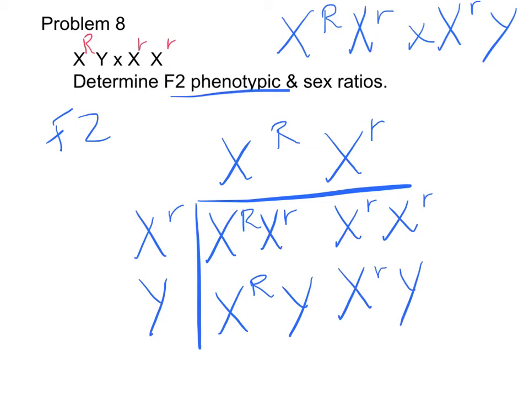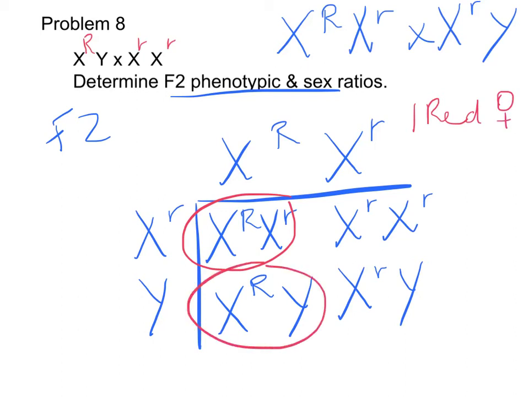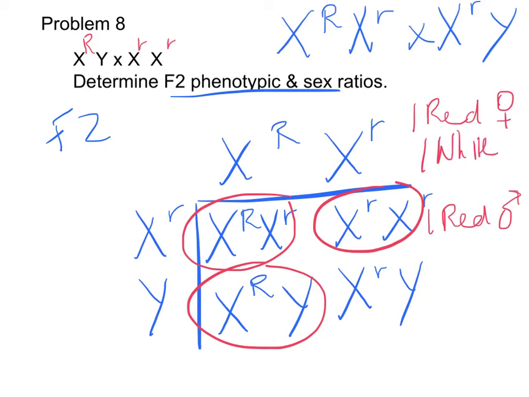And we're now looking at the F2 phenotypic and sex ratios. So we have 1 red-eyed female, 1 red-eyed male, 1 white-eyed female, and 1 white-eyed male. So our ratios are 1 to 1 to 1 to 1.